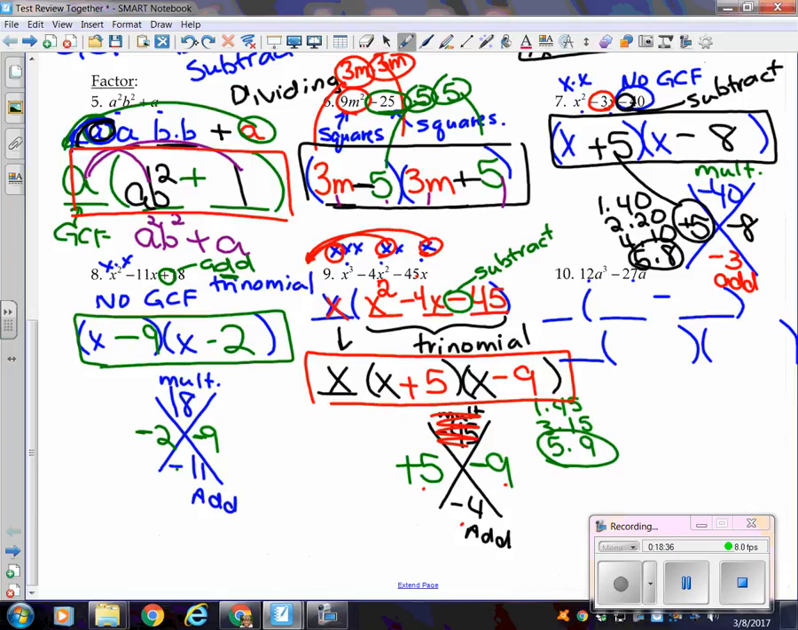I'm going to continue. Turns out 3 goes into 12 and 3 goes into 27. So 3 is my number, and they both have 1A in common. So I'm going to divide the numbers, and I'm going to subtract the exponent. Okay? So when I take 3A into 12A to the third, I'm going to get 4, and then A from A to the third leaves me with A to the second.